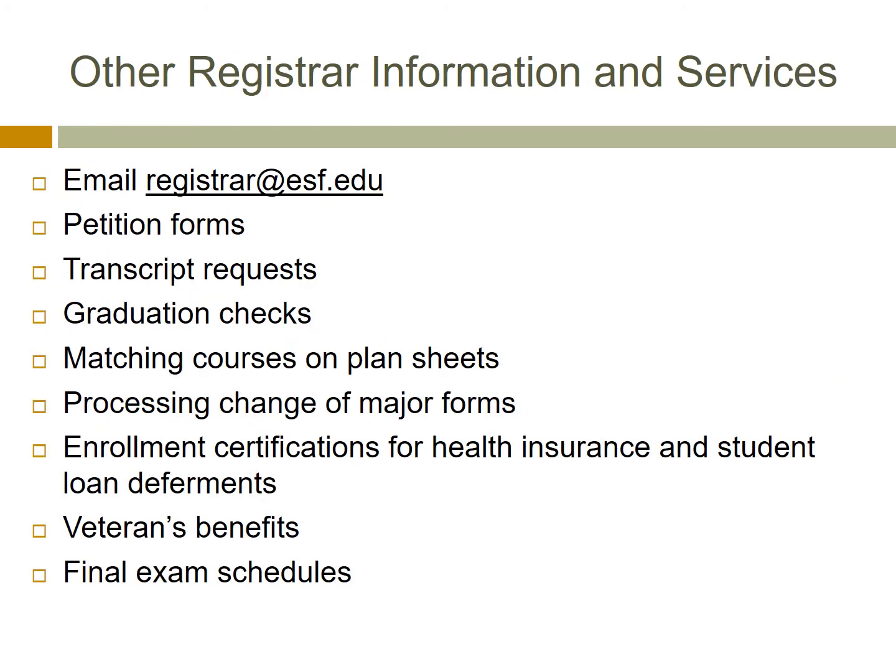The Registrar's office is in 111 Bray Hall, and we process all your petition forms and transcript requests. Once you're getting ready to graduate, we do graduation checks. We match courses on your curriculum plan sheet, and that does take a little bit of time. They don't all auto match, so just be a little bit patient with that. If by the middle of the semester they're still not matched, you could come and check. If you change your major, then we will process that form as well.